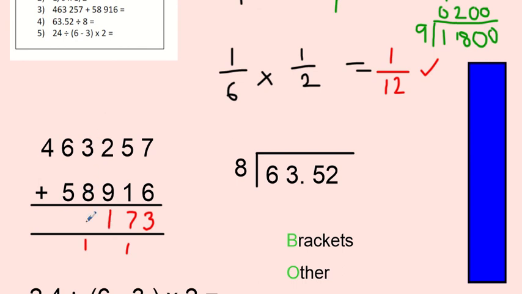3 add 8, add the 1 you've carried, is 12. And then 6, 5 and 1. Well, I know 5 and 1 is 6, and I know to add another 6 is 12. 4 and 1 is 5. Okay, well done to everybody who got that one correct.